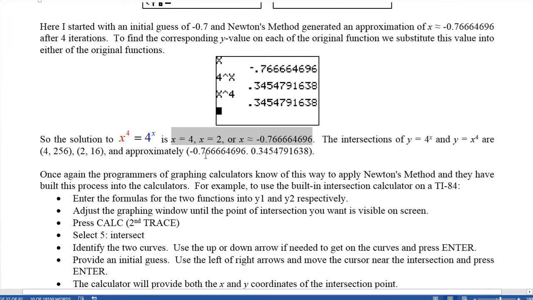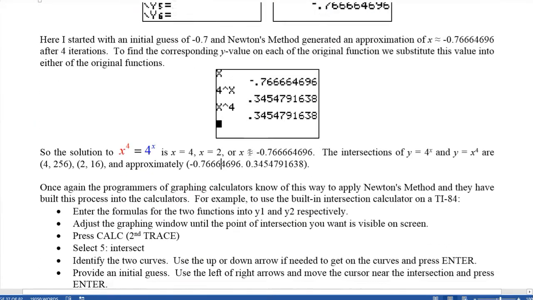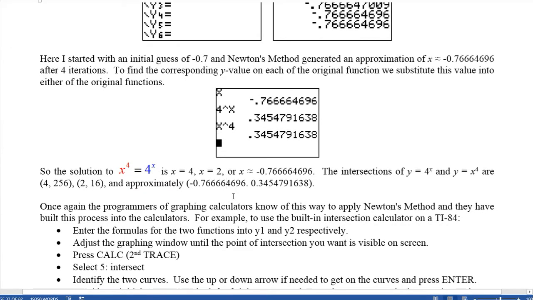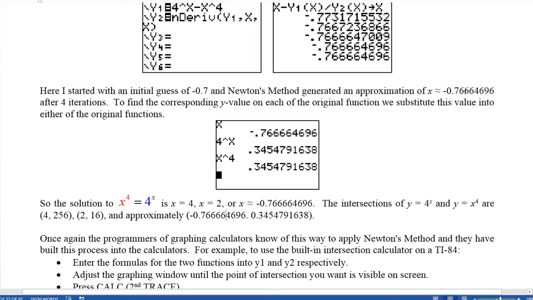negative 0.7666. I think there's 3 6s, right? No, there's 4 6s. Yes, that's what I have. 4 6s, and then 4696. That one's missing a 6 there. That's the problem. There we go.